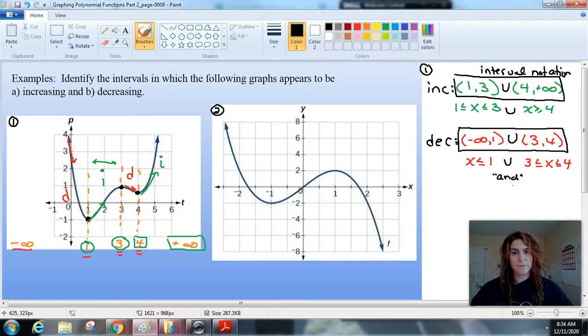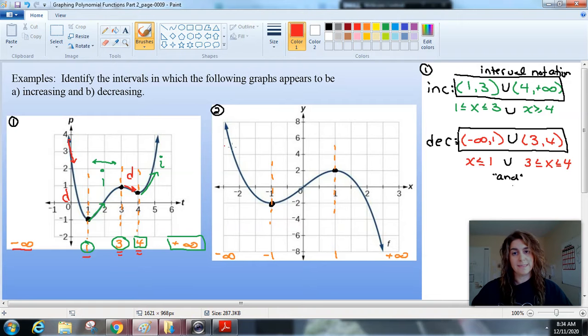So number 2, same thing. First thing I want to do is find those boundaries. Where are those turning points? So it turns at -1 and it turns at +1. Okay. So those are my boundary numbers. Right? And then again, you'll always have a negative infinity on the leftmost side, positive infinity on the rightmost side.